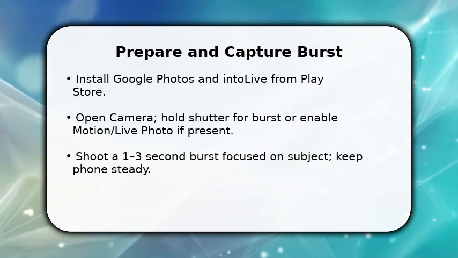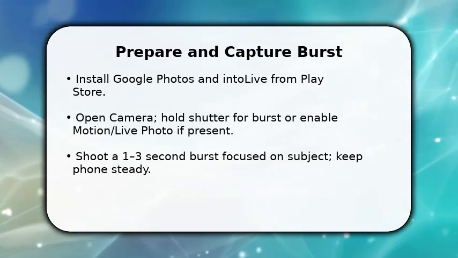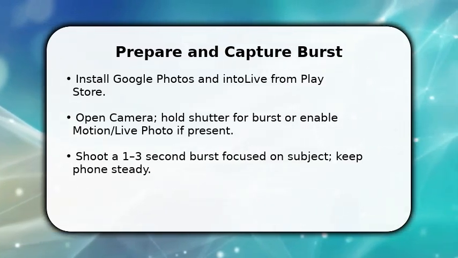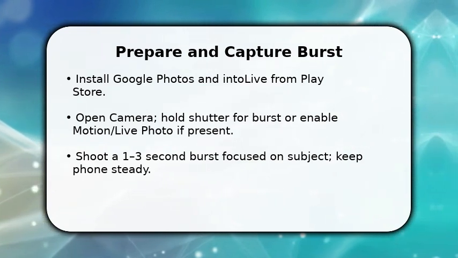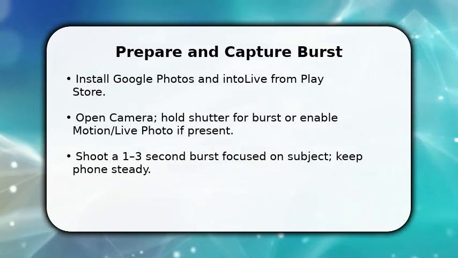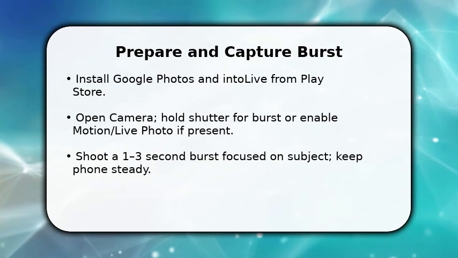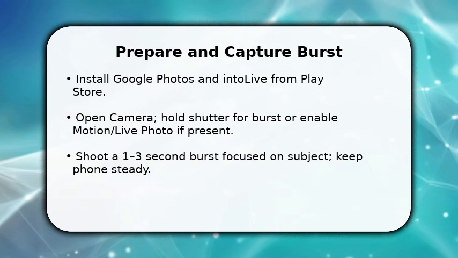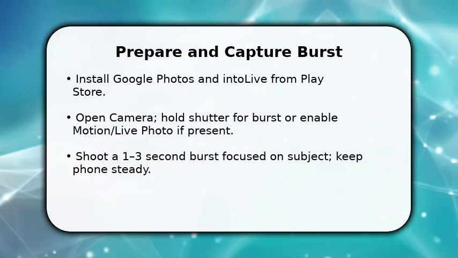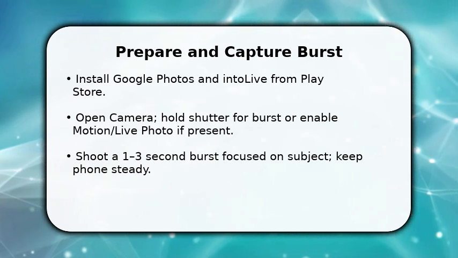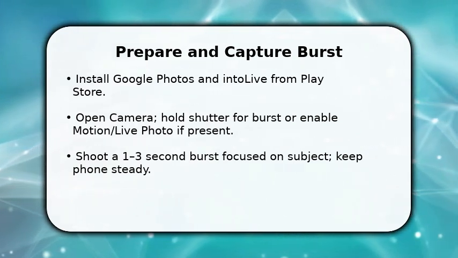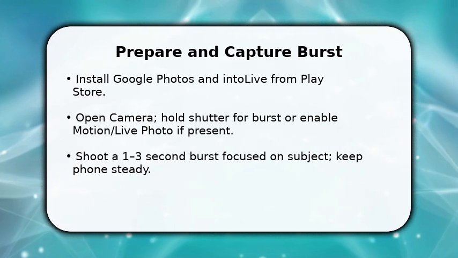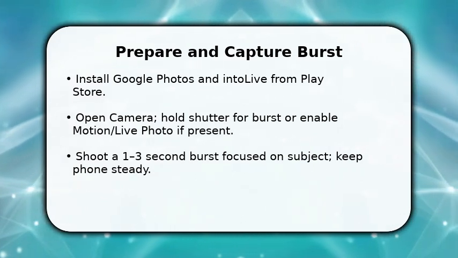You start by preparing the tools. Make sure Google Photos and Into Live are installed and update the camera app. Next, open the camera and capture motion by holding the shutter button to record a 1-3-second burst. This gives you multiple frames to choose from. If your Redmi shows a motion/live option, enable it and shoot the same short clip. Once done, transfer the best burst image or short clip to Google Photos.